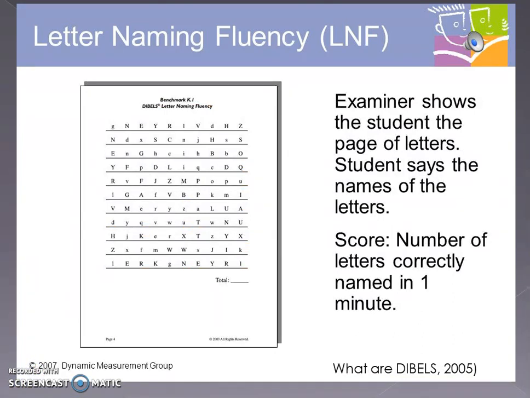In letter naming fluency, the children are tested on their ability to name upper and lowercase letters in the alphabet. During this test, a child is given a sheet of paper that has capital and lowercase letters randomly on it. They place their finger on each letter and they go one by one naming the letter. And their score is based off of how many letters they can name correctly in 1 minute.